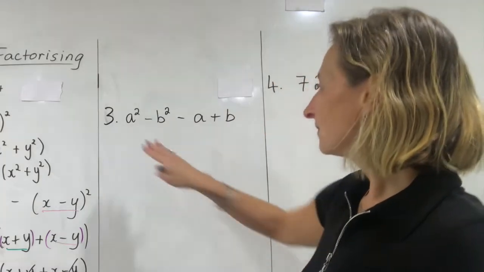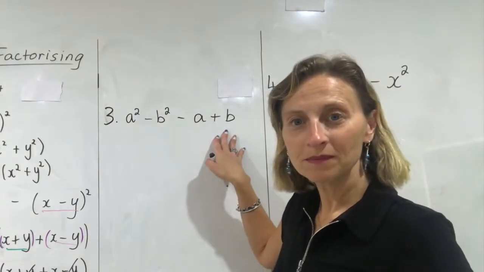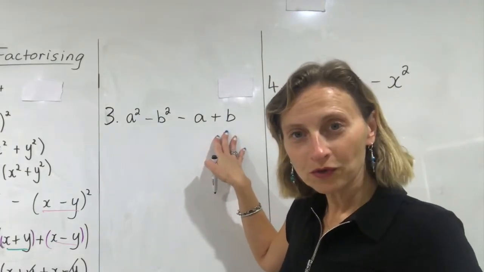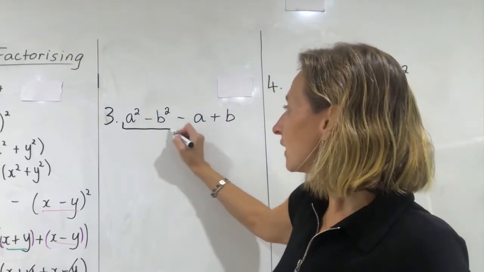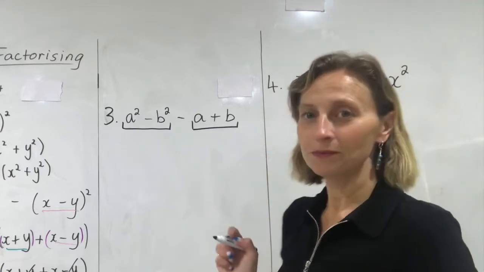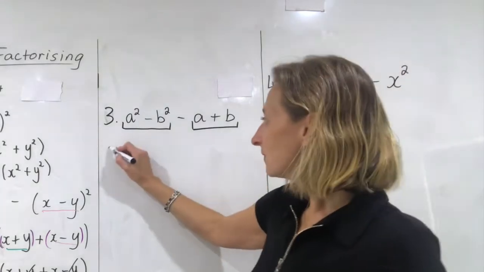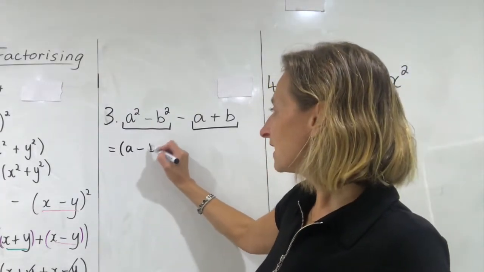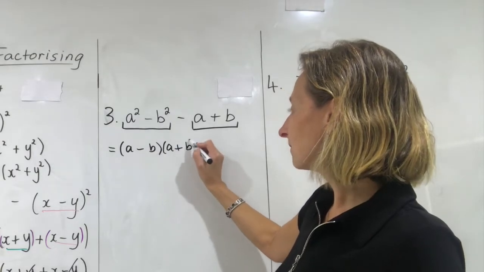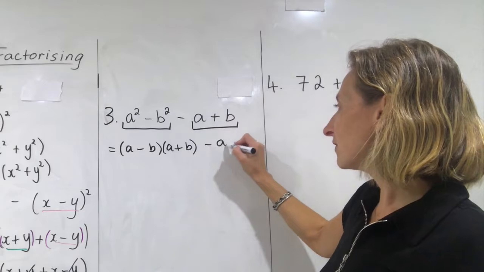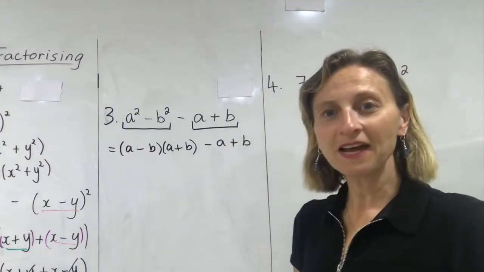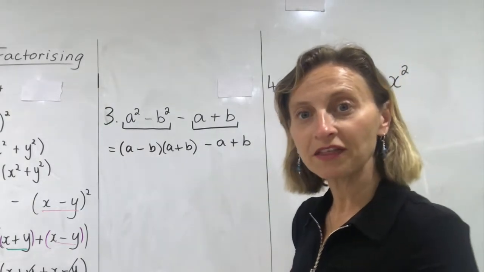Number 3. No like terms. There are 4 terms, so I know it's got to be done in pairs. So we will try to do the first 2 and the last 2. I have a minus b, that's the difference of 2 squares. And I can do a plus b here. But that isn't factorised, so there is actually nothing in common.